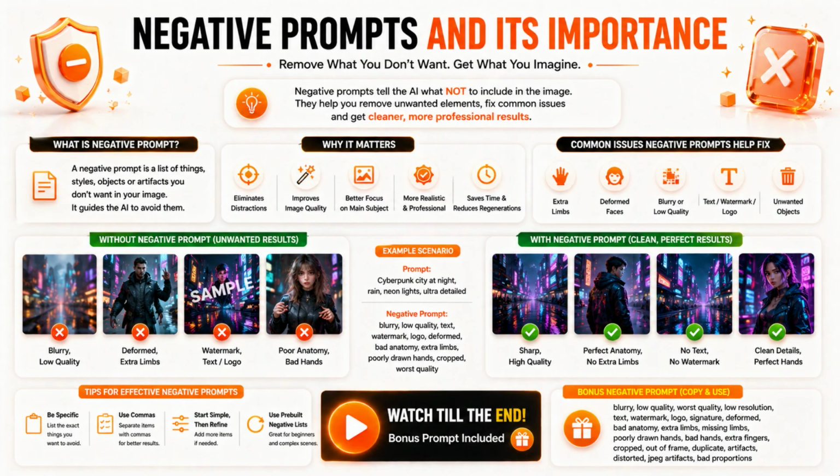When you don't control these issues, the results look messy, unrealistic, and unprofessional. But when you guide the AI properly, you get sharper images, better anatomy, cleaner visuals, and more realistic images. For example, if you are creating a YouTube thumbnail, even small errors like text artifacts or bad hands can reduce quality. Negative prompts help you fix that. This also saves time. Instead of regenerating images again and again, you guide the AI correctly from the start.